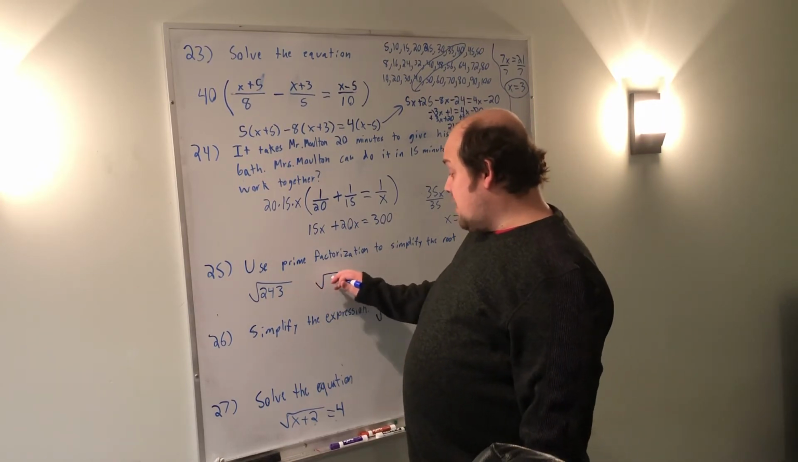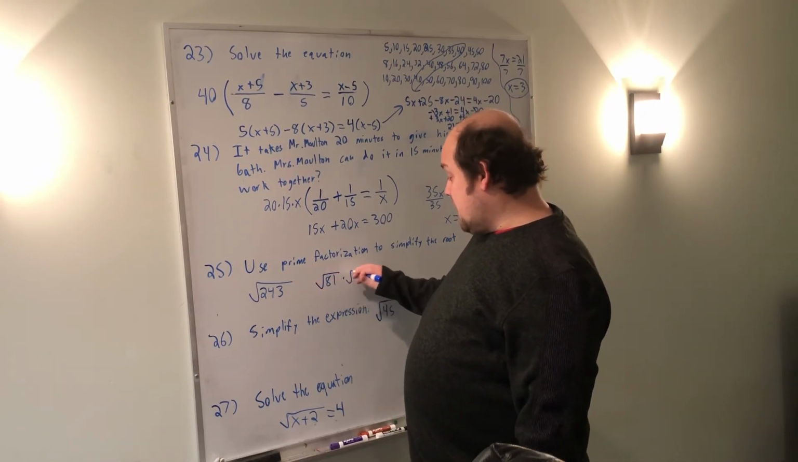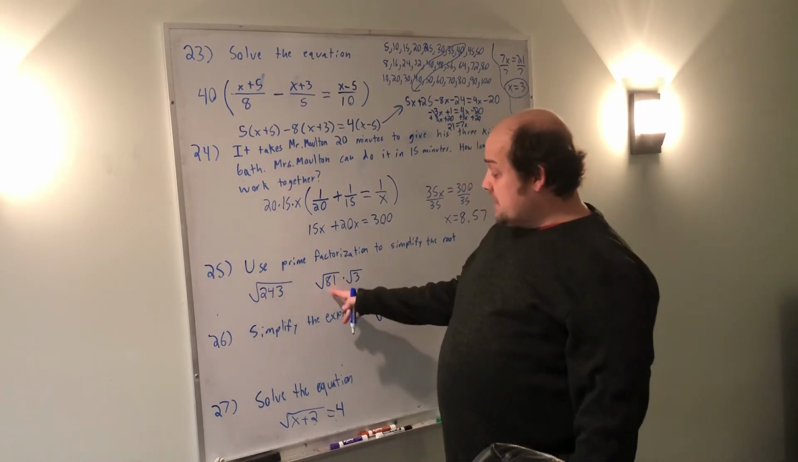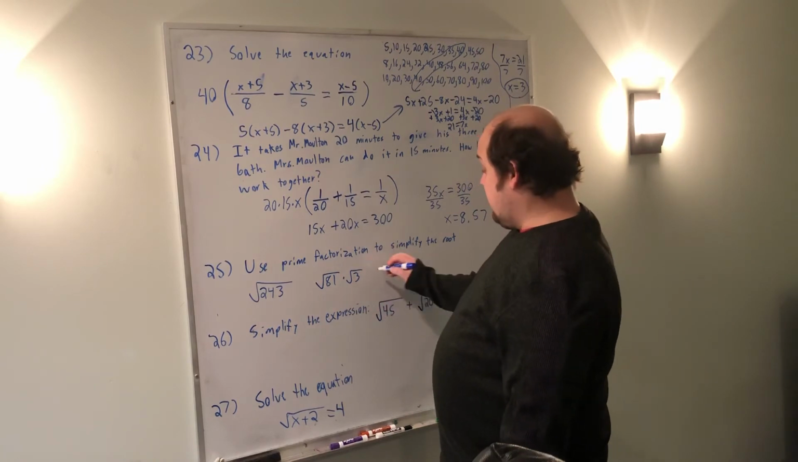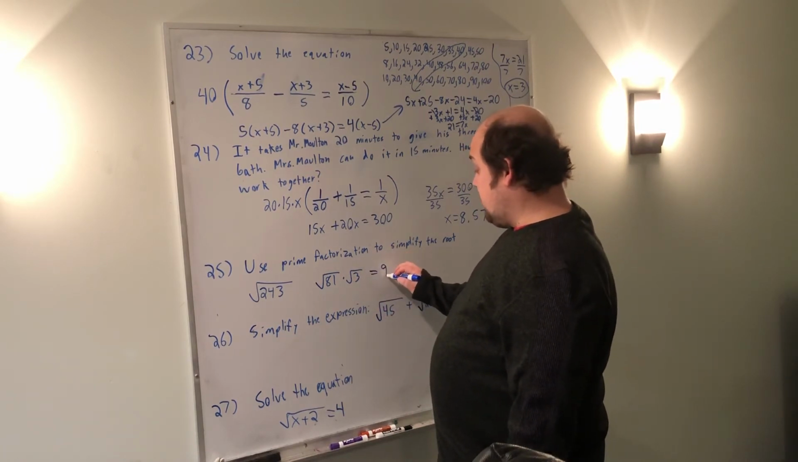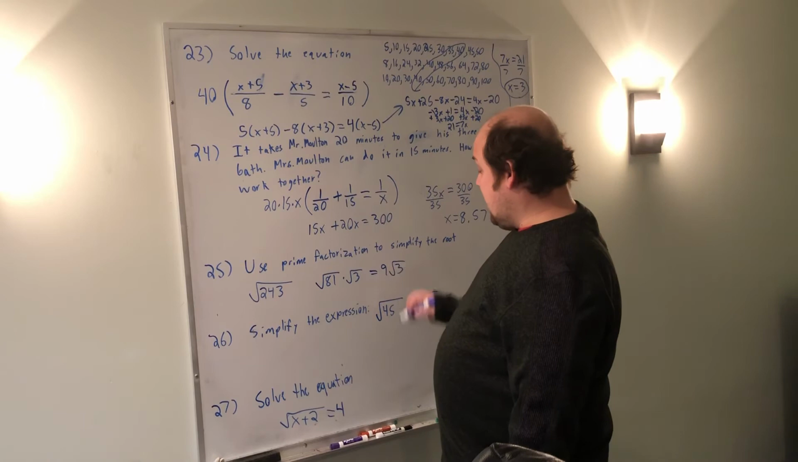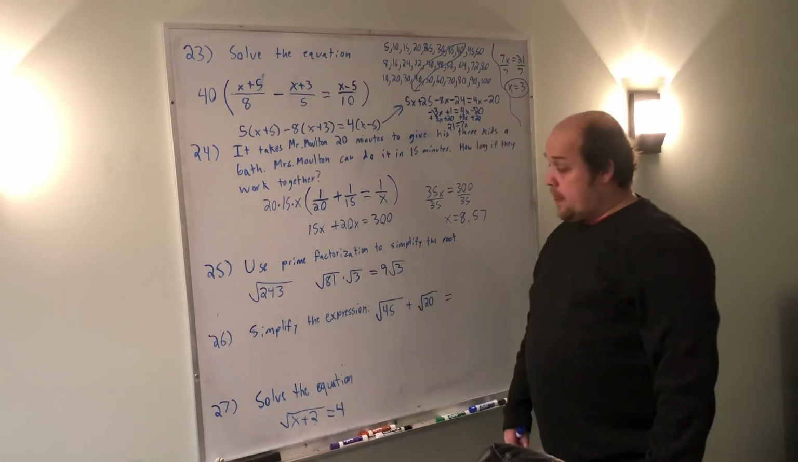That means this breaks up into the root of 81 times the root of 3. The reason we wanted the root of 81 is because it is a perfect square. When I take it out of that perfect square, the root of 81 just becomes 9. So I'm left with 9 root 3 as my simplified root.